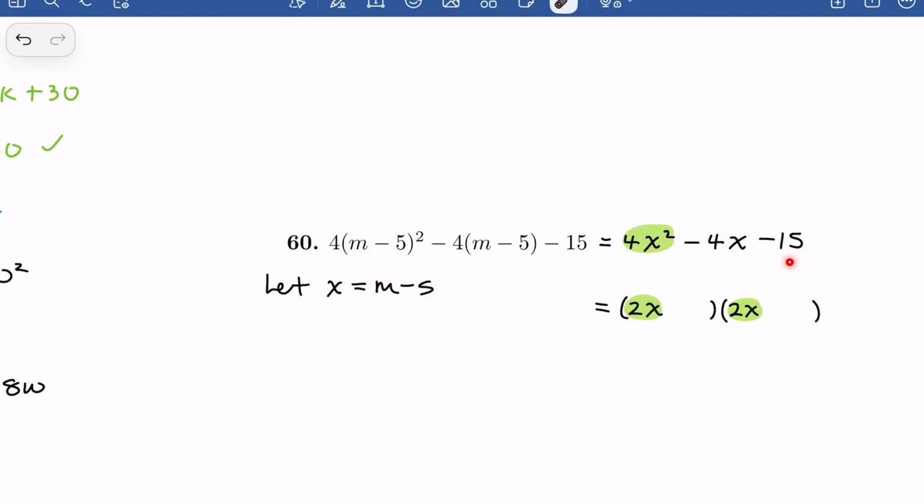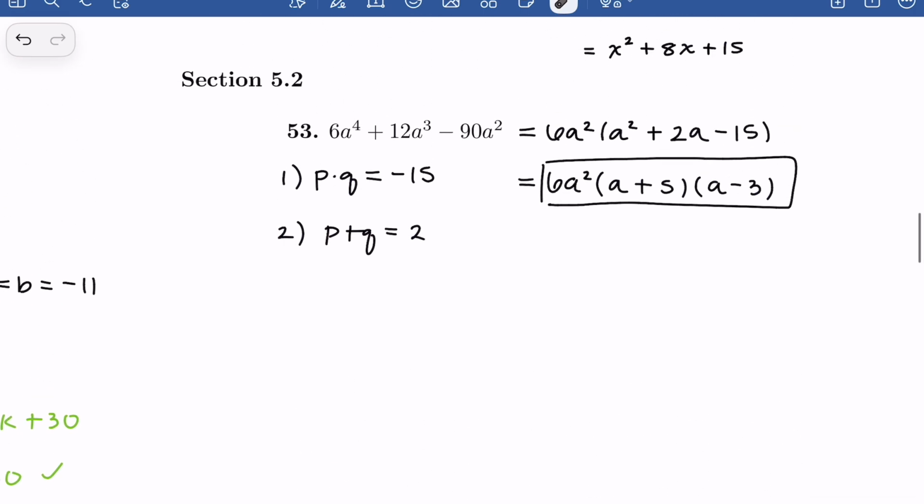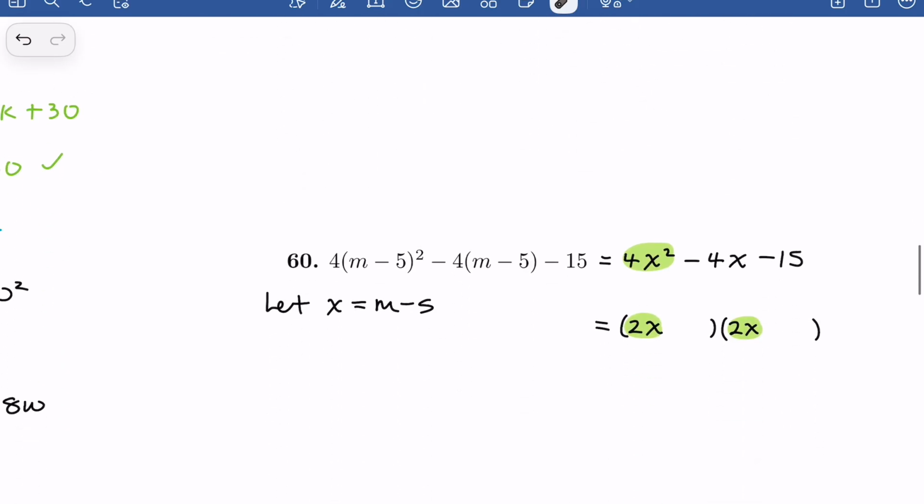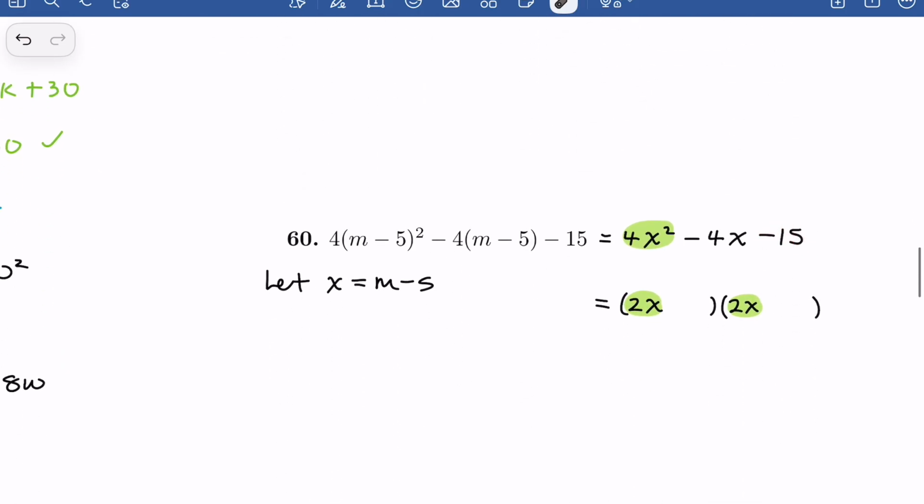Now, we also know that our C value, this minus 15, is going to come from the product of these two guys. It's going to come from the product of the P and Qs that we found in the last several examples. We have to multiply these guys together to give us this C value. Same idea here. So we're going to guess and check values that we can plug in here that'll give us this product and add together to give us -4. So, -3 times 5 would give us a -15.